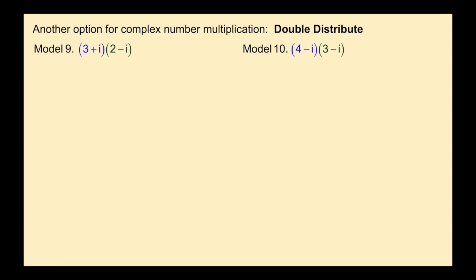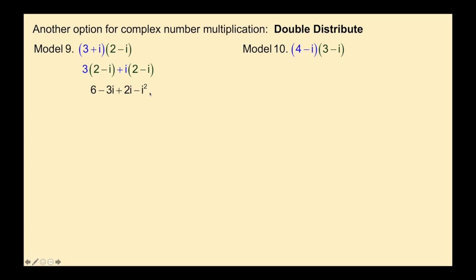Another option for multiplying complex numbers is to double distribute. If we want to use that method, for this example, we would start by multiplying the 3 by both the 2 and the negative i. You can write it out like this, or you can just do that multiplication in your head. 3 times 2 is going to give me 6. 3 times negative i is going to give me negative 3i. Then i times 2 is 2i, and i times negative i is going to be negative i squared.